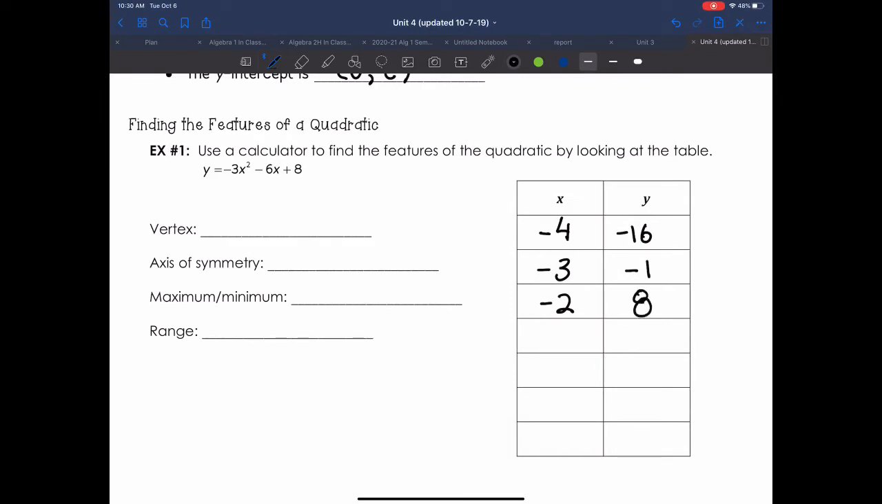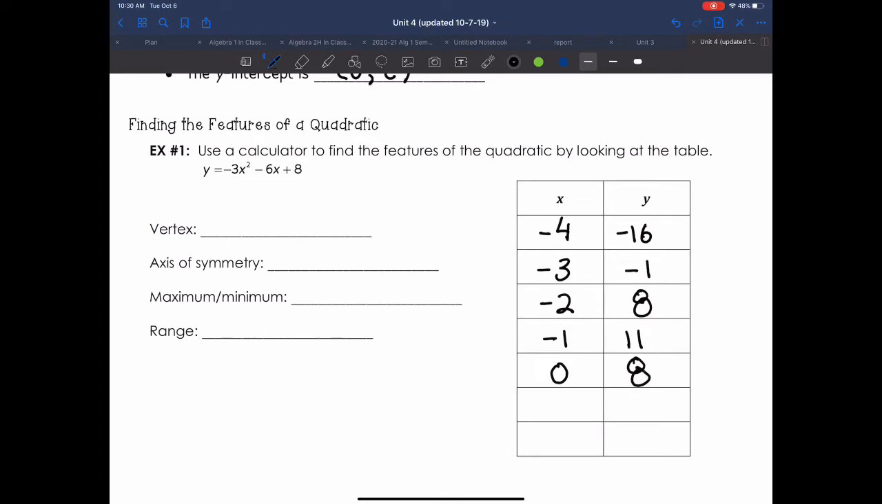Then if I plug in negative 1, I'm going to get negative 3 times negative 1 squared minus 6 times negative 1 plus 8, and that is equal to 11. Now I'm going to plug in 0. Now when I plug in 0, I notice that my value is simply going to be negative 3 times 0 squared minus 6 times 0, all of that just turns into 0, and then I get 8 for my y value.